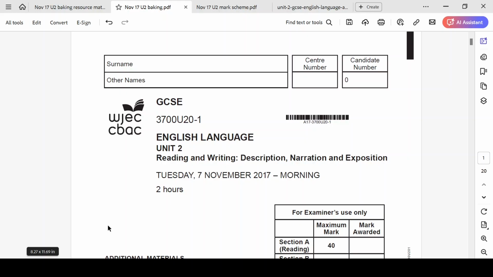Hello. This is a walkthrough of a WJEC GCSE English Language Unit 2 past paper, and as you can see, it's the November 2017 paper. I'm going to show you how you can get hold of these past papers and the resource materials and even the mark schemes for free from the WJEC website, just in case you didn't know how to do that.